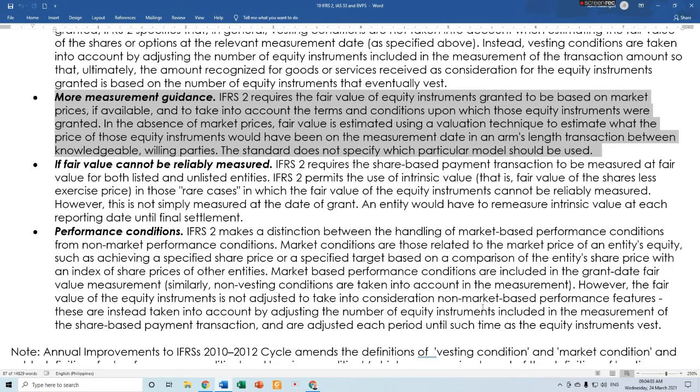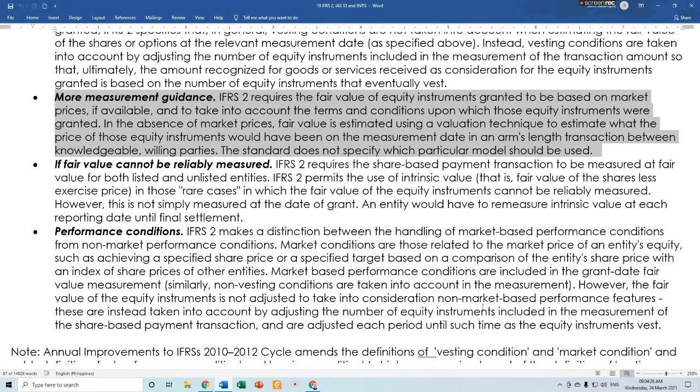In the absence of market prices, fair value is estimated using a valuation technique to estimate what the price of those equity instruments would have been on the measurement date, which is also the grant date, in an arm's length transaction between knowledgeable willing parties. The standard does not specify which particular model should be used.